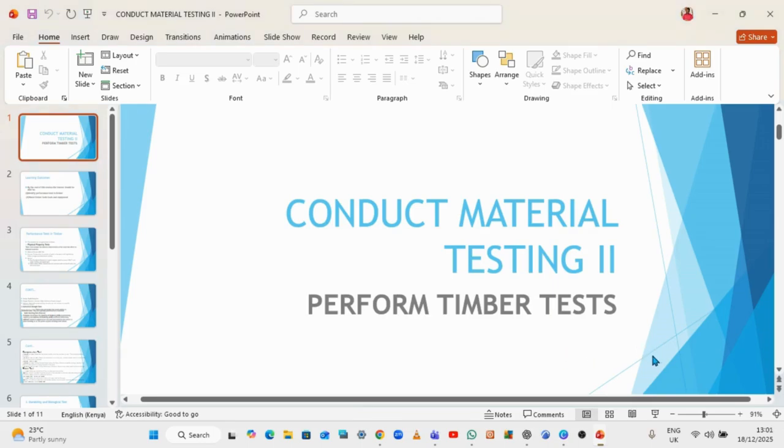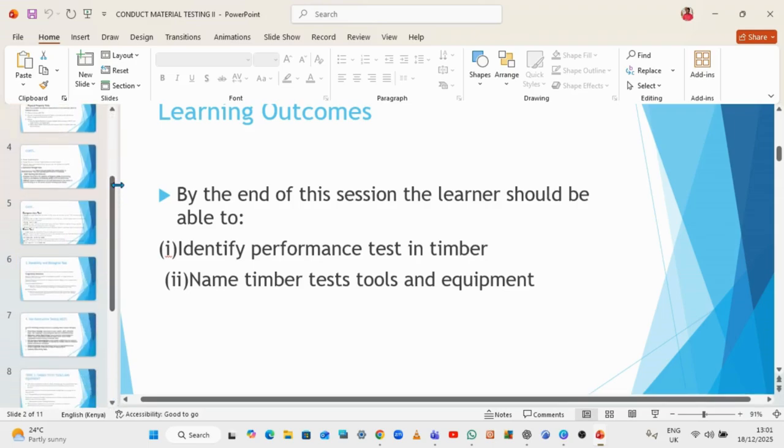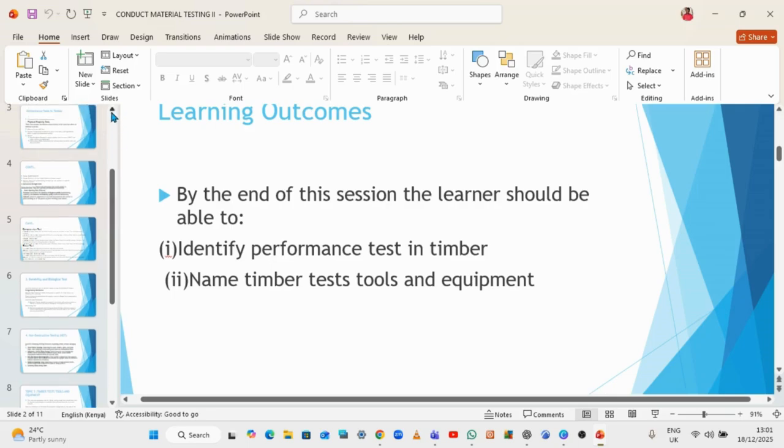Okay, it seems you don't have a clue of that, but timber testing concerns the determination of the strength of timber and its workability. So, as I told you, the topic of today is to perform timber tests. At the end of this lesson, I expect you learners to be able to identify the performance tests in timber. Then, if time allows, we can name the timber test tools and equipment. But now I'm focusing on identifying the performance tests in timber.